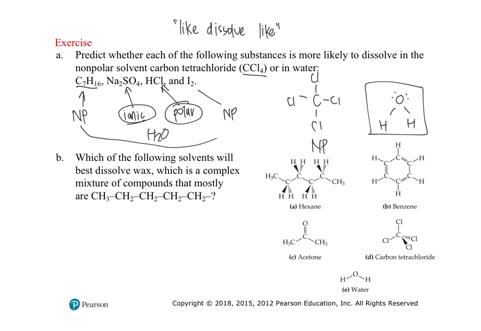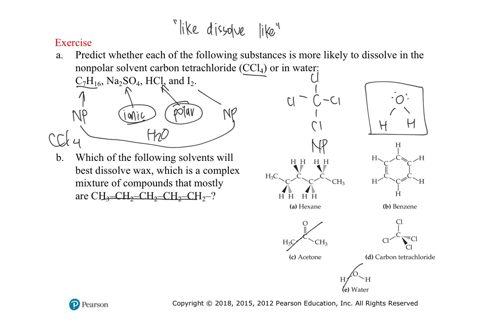And our non-polar molecules here, those are going to do better in carbon tetrachloride. So which of the following solvents will best dissolve wax, which is a complex mixture of compounds that are this long chain of hydrocarbons? So we're going to want something that has a similar structure. So right away I know acetone and water are polar, so those are not going to work out. But hexane, benzene, and carbon tetrachloride are all nonpolar.